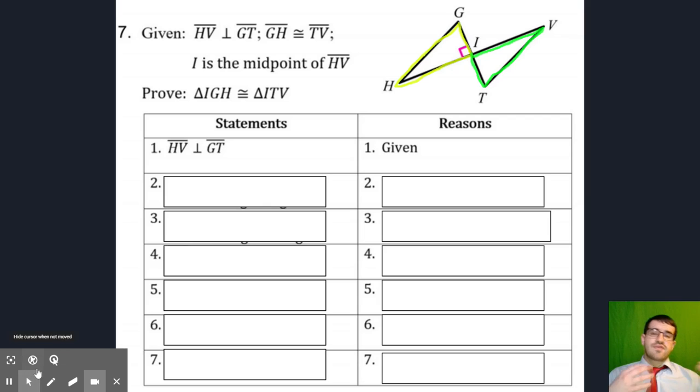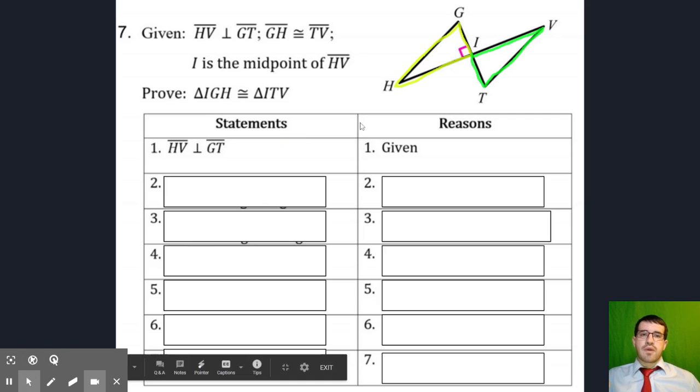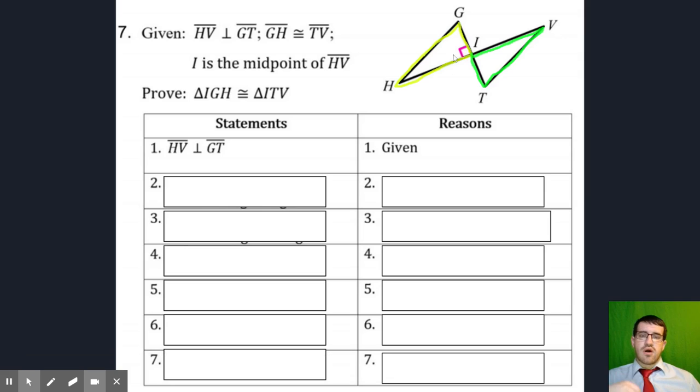Now we have 5 different tools to show that these triangles are congruent. And what we're going to need to do is we're either going to need to show that 2 sides and an angle are congruent, or that we have right triangles, congruent hypotenuses, and a congruent leg. What we're going to do is work from beginning to end.